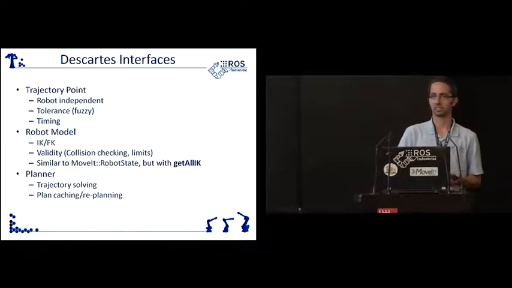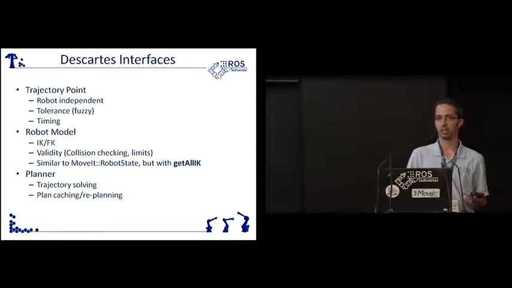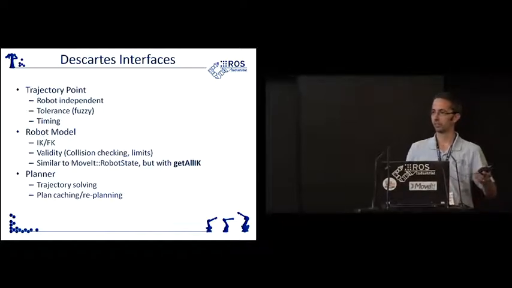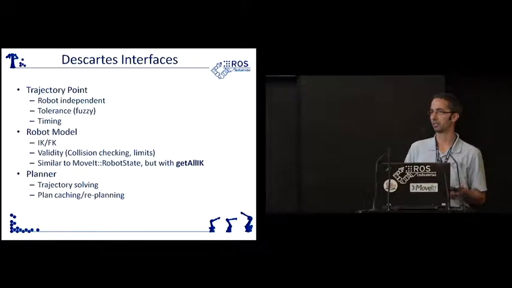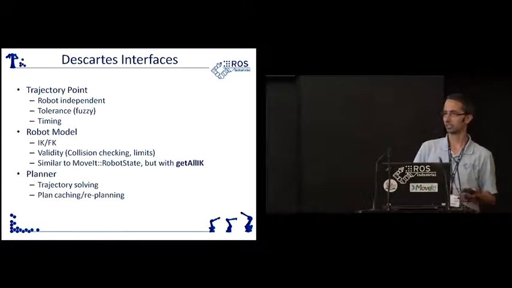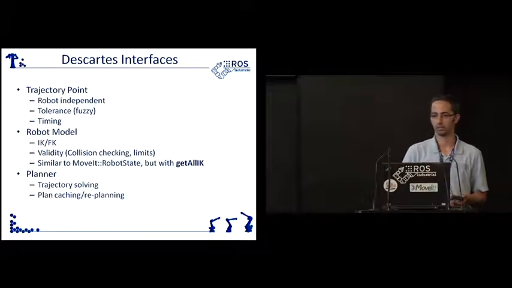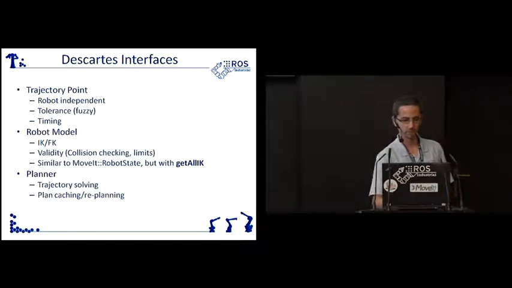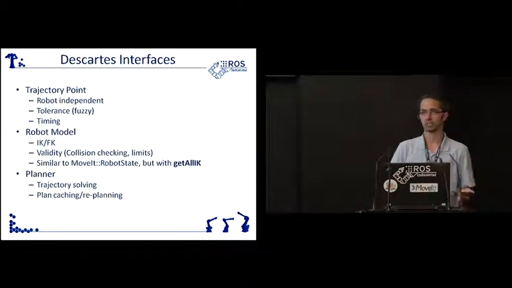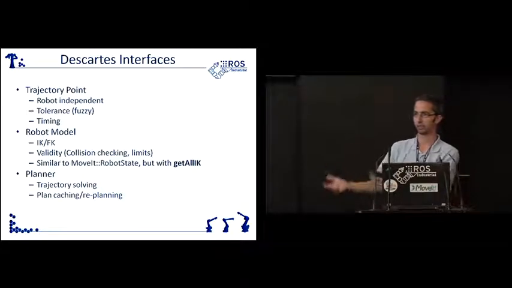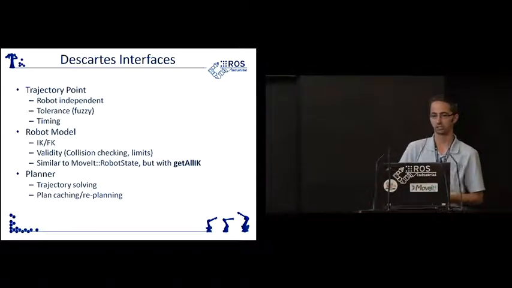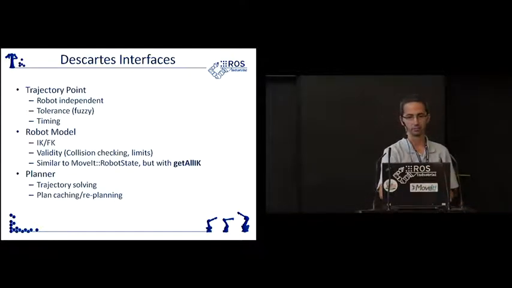This is important because if we're going to do this Cartesian planner, we're going to have to work through all the different arm configurations a robot can be in, so we have to know what those are. So that was the additional capability that we added to the robot model. And then, a planner, which really just does trajectory solving, right? Give me a trajectory and I'll spit out a bunch of joint points that achieve that trajectory. And it also handles the plan caching and replanning.